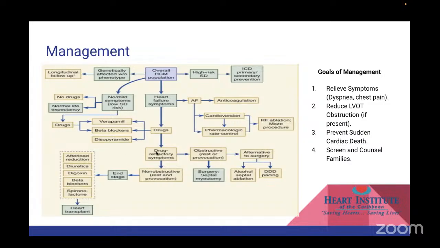For patients who have drug refractory symptoms, you can go on to septal myomectomy, which is surgery, or alternatives to surgery are alcohol septal ablation and dual chamber pacing.